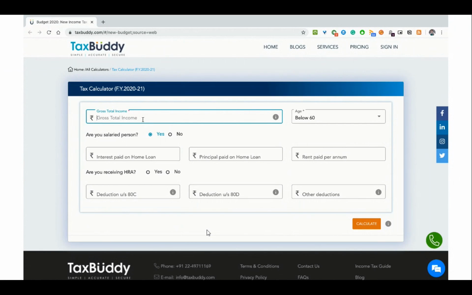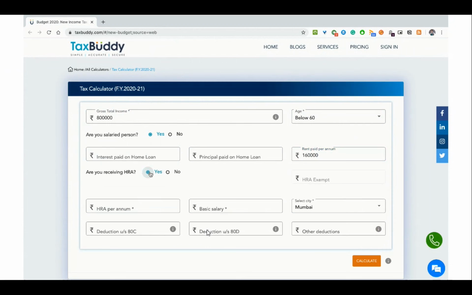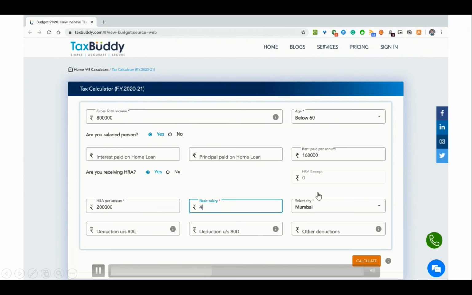Here I'm considering the same example which I took previously of rupees 8 lakh. My age is below 60 years. I am a salaried person. If I am paying EMIs, then the interest and principal amount. If I am paying rent for my accommodation, then the rent amount per annum. Are you receiving HRA? Yes, HRA per annum, basic salary per annum, and the city in which I reside. This will help me calculate my HRA exemption amount.